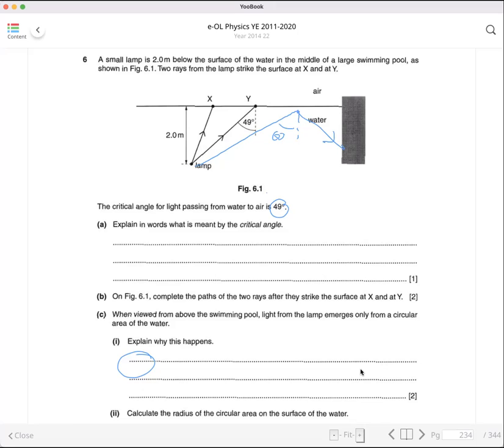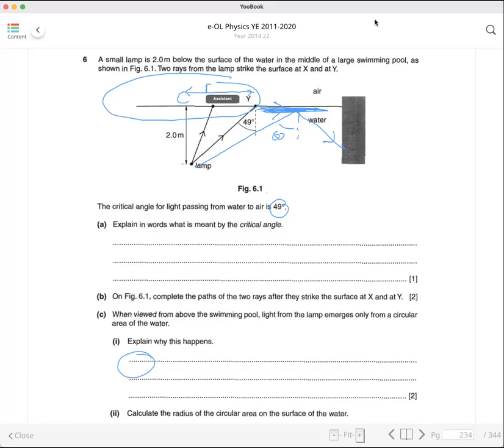So 49 degrees is the maximum where the light will come out on the air water surface. Any angle above 49, the light will actually be refracted back into the water. So none of the light will actually come out of the air. From the top, let this be the center, you will see a circle. So you need to calculate this length. This is your radius.